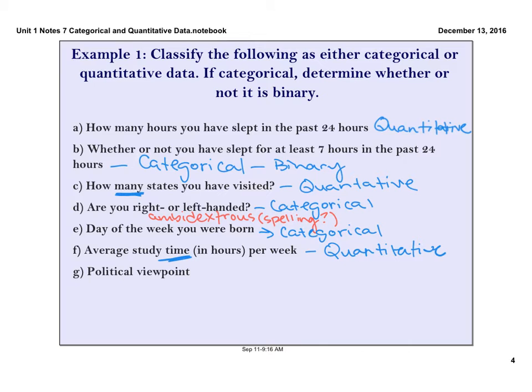Okay. And political viewpoint, I would say that this political viewpoint would be categorical. It's not a numerical answer. Some people would, again, argue that it's binary because they're thinking Democrat or Republican, but I, once again, argue non-binary because there's grassroots and independents and all sorts of other parties that may not be as big as Democrat or Republican, but they're still out there and exist. But it's still a categorical response. You're going to answer with a word.